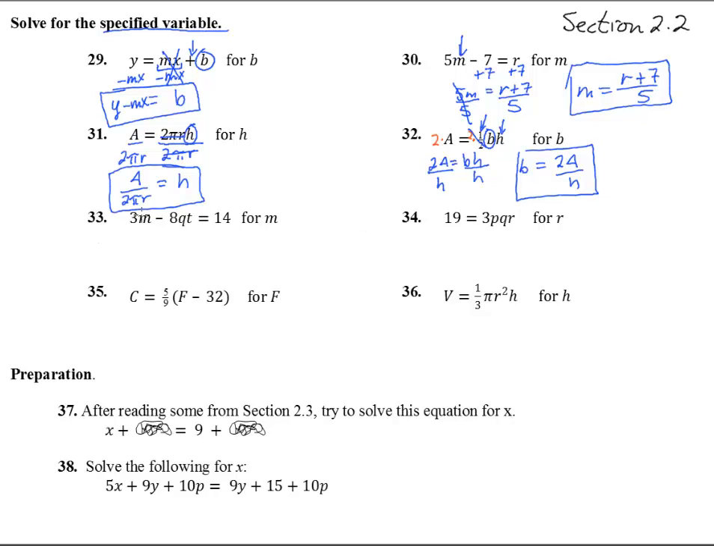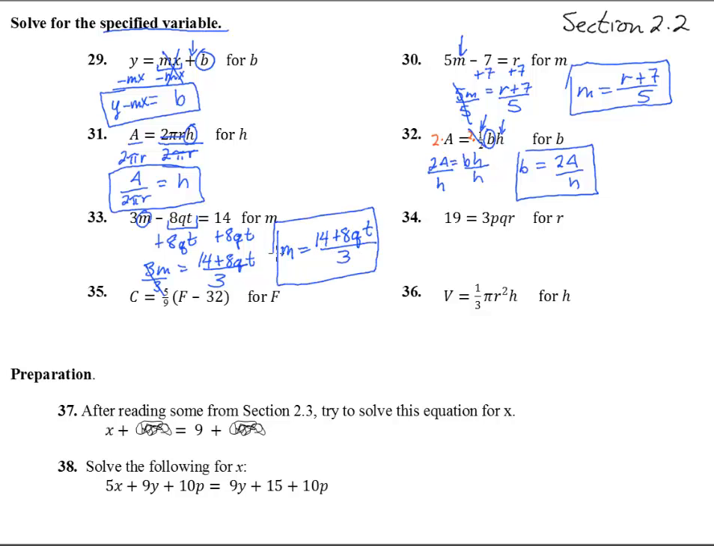Number 33. We're trying to get m by itself. So let's get rid of this whole kit and caboodle here first, the addition and subtraction. So we add 8qt to both sides. So we're left with 3m equals 14 plus 8qt. Divide by 3, divide by 3. Our m is now by itself. And we have m is equal to this 14 plus 8qt. We can't combine those. They're not like terms. Divided by 3, and we're done. That formula. It doesn't look like an answer, but it's there.